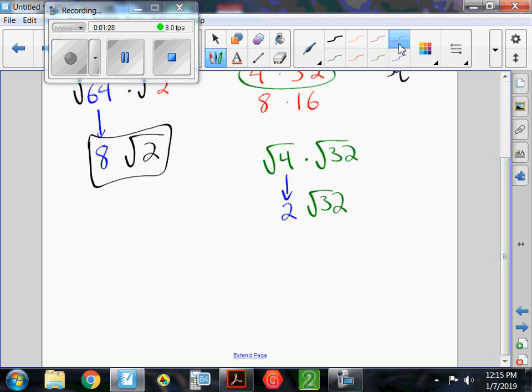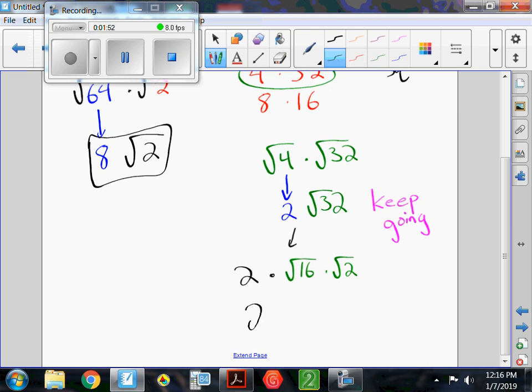So on a few of the worksheets, we had students that would do something like this where they simplified part of the number, but they didn't keep going with the problem. So this can become 2 times, and then my green 32 can break up into a 16 and a 2. Maybe you say 8 and 4, but then you have to keep going again because you're not using the largest perfect square.